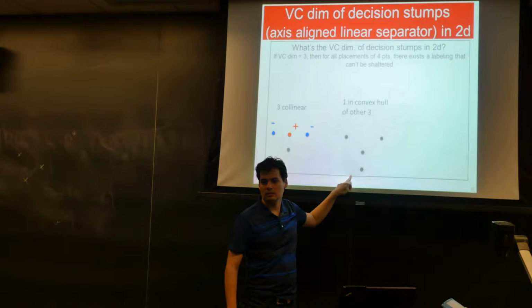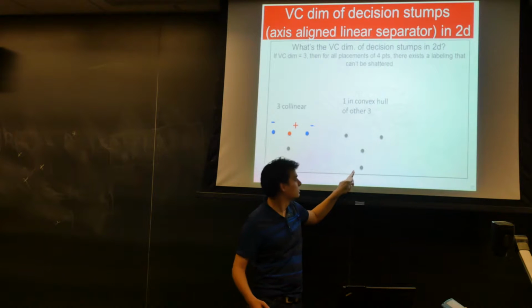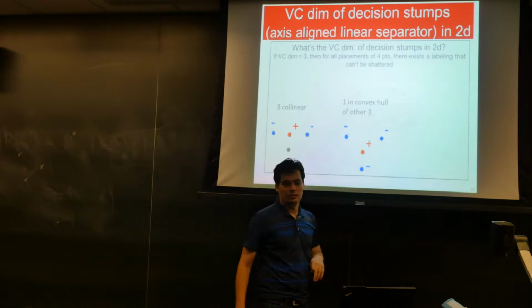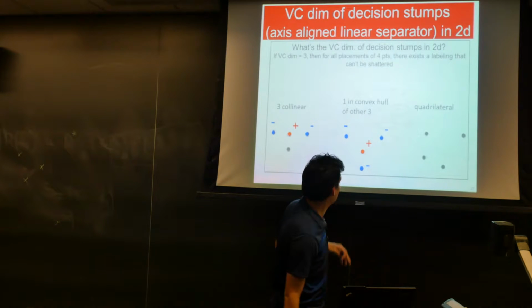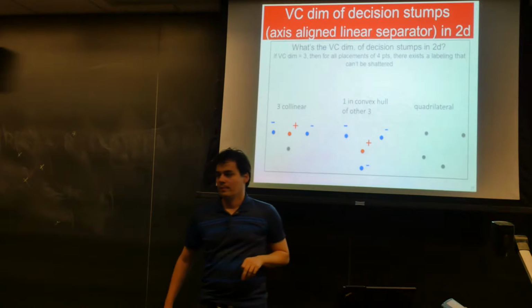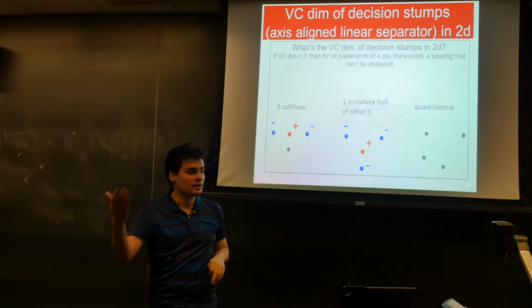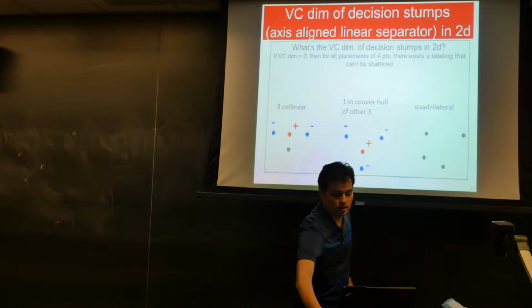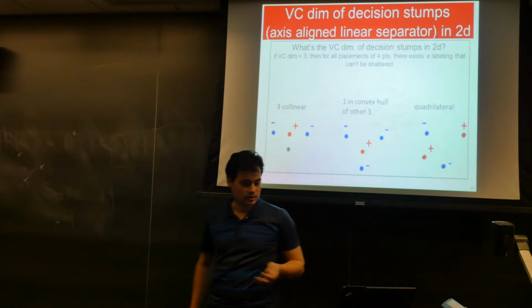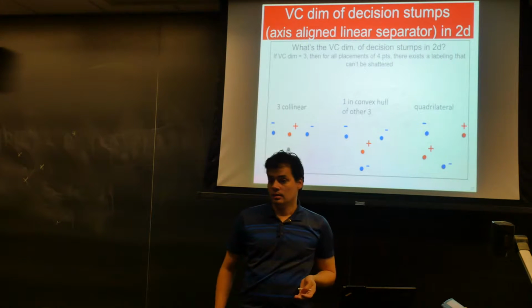Can I find a labeling such that I wouldn't be able to classify these points? Yes. The center one is plus and all the other ones minus. Exactly. Another case could be if the 4 points look like this. Then, yes, if I choose this labeling, again, I wouldn't be able to classify them with decision stumps. How do you prove that?